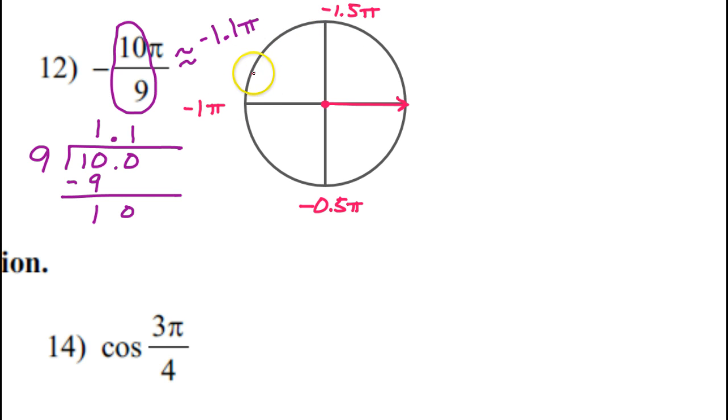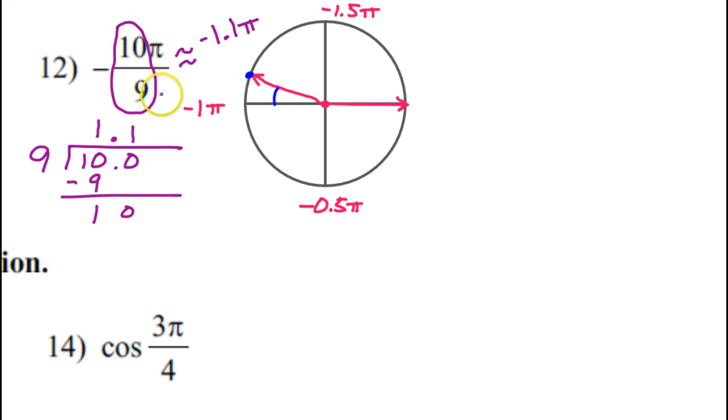So we need to put our angle a little bit past negative 1 pi. So I'm just going to draw it here. That's kind of, I missed a little bit. Okay, so there's my terminal side. But my reference angle is going to be this angle in between here. Now remember, our angle is here, okay, at negative 10/9 pi. And that's just a little bit beyond negative 1 pi.